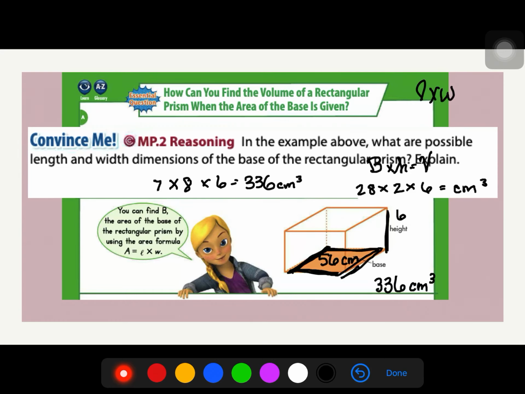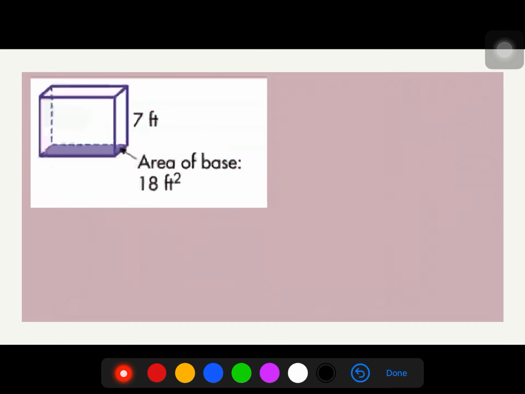But guys, this is it. We're just still using the length, width, height formula. But what's happening is the book is now giving us the product, the length and the width. We're calling that the area of the base. So if the area of the base is 18, what's the volume?